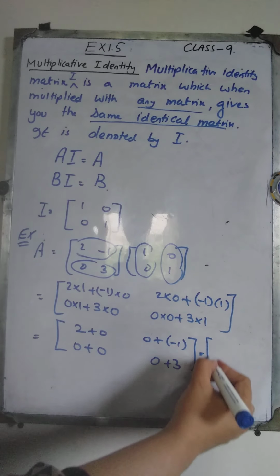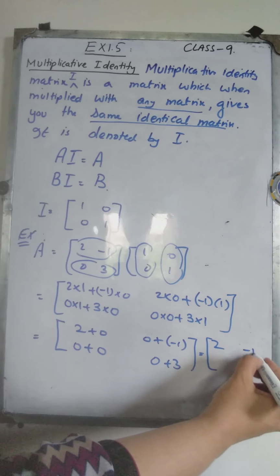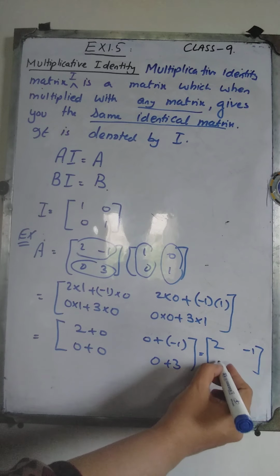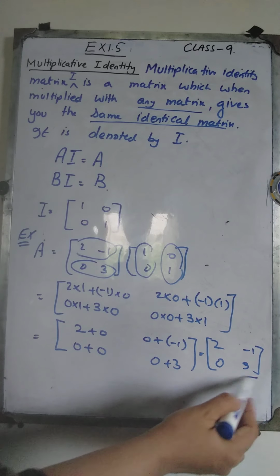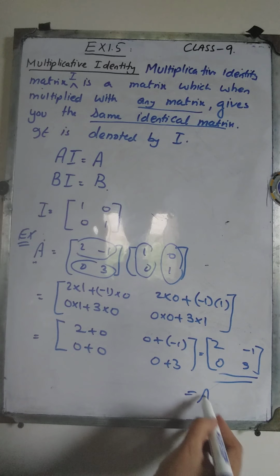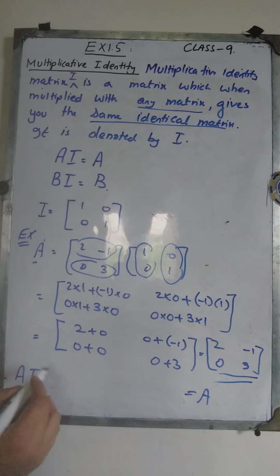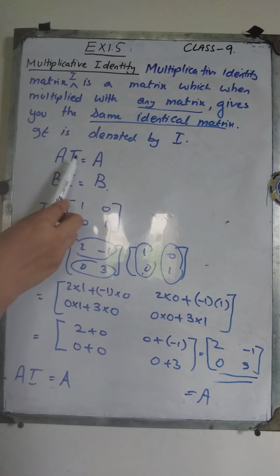What we get is the same matrix back. This is 2, 0 plus minus 1 will be negative 1, 0 plus 0 will be 0, and 0 plus 3 will be 3. If you note, we get the same matrix back. A was 2, negative 1, 0, 3, which is equal to the same matrix. Therefore, A into I, the unit matrix, is equal to A. So such a matrix is called an identity matrix.